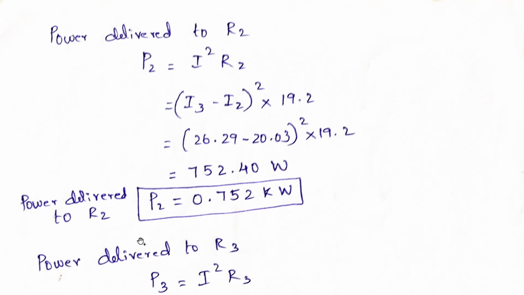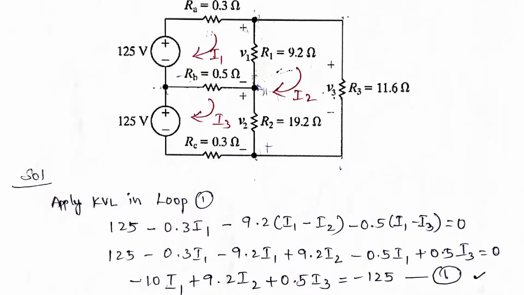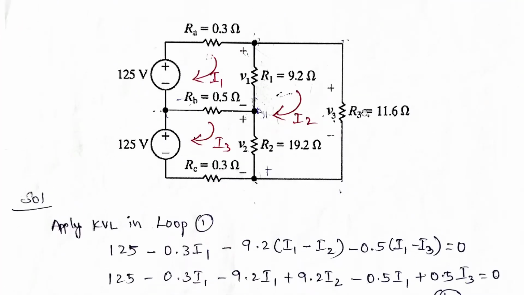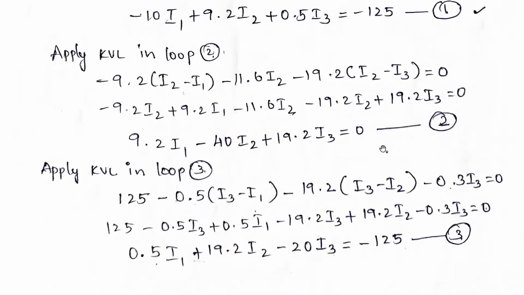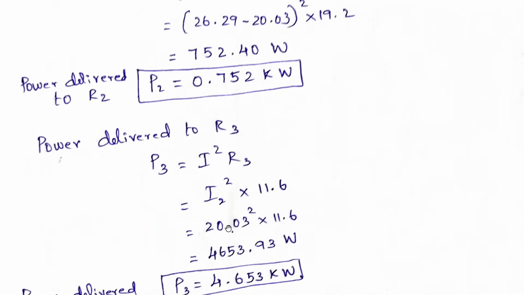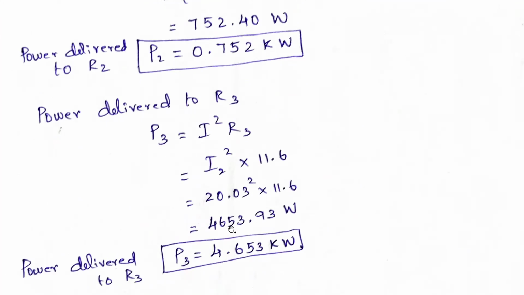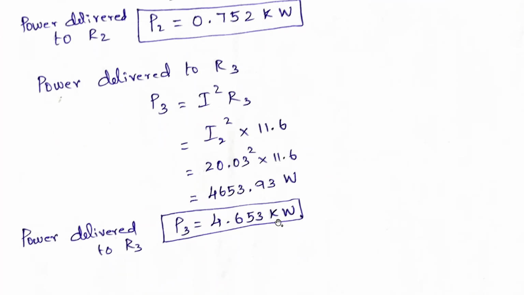Nothing wrong with that. Next, similarly, power delivered to R3. Power delivered to R3 is I2 squared into R3. You already know I2, I2 squared, 20.03 squared, into R3, which is 11.6. Simplifying it, we get the answer as 4653.93 watts. In terms of kilowatts, it is 4.653 kilowatts power delivered to R3.